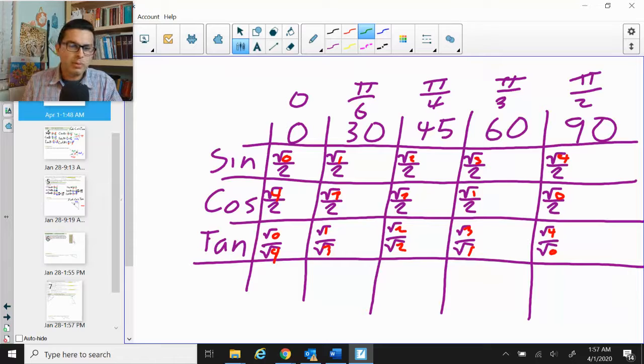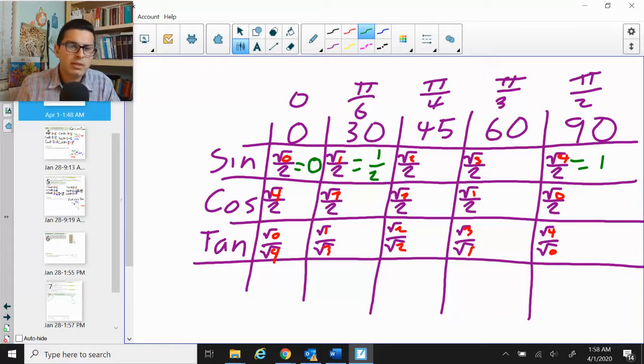For instance, at the top left here, we got square root of 0 divided by 2. Square root of 0 is 0, and then 0 divided by 2 is going to equal 0. The next box over, we got square root of 1, which is 1. So 1 over 2. That's just going to be 1 half. The next part over there is square root of 2 over 2. You can't simplify. Same thing with square root of 3 over 2. Square root of 4 is 2, so that's going to be 2 over 2, which is going to equal 1.